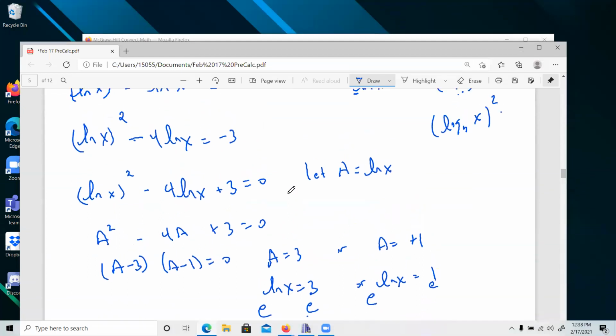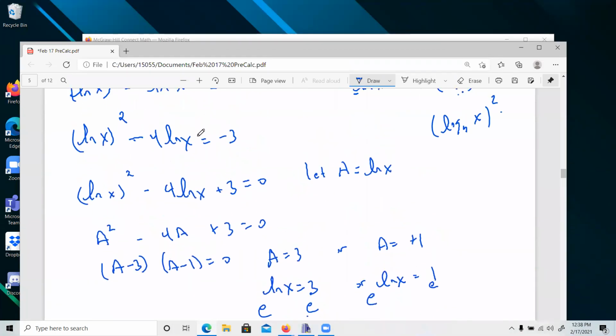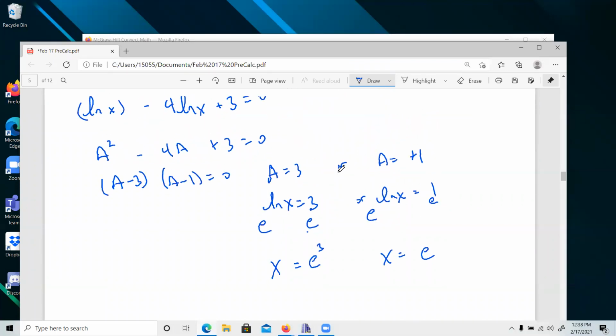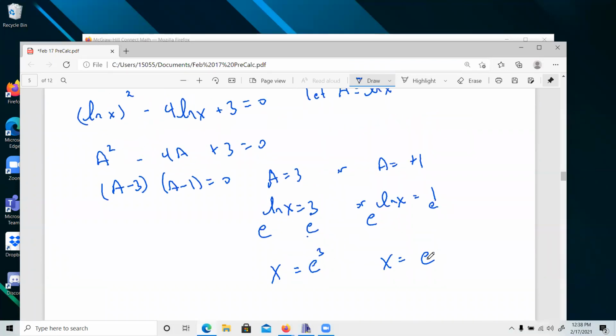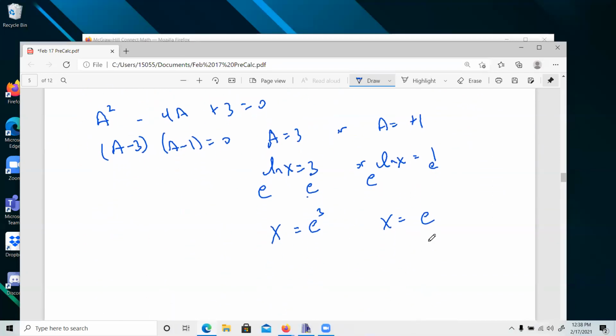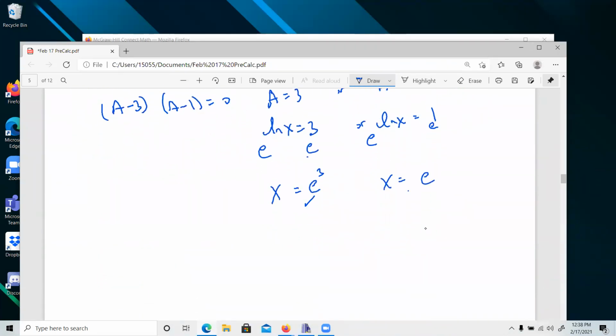Now, we started off with a logarithmic equation. I've got to put these things back in and see whether or not they're going to work. Well, natural log of x, natural log of e, or e cubed, those are both going to be positive because these are both positive numbers. Natural log of x to the 4th here, again, both positive numbers. I'm raising them to the 4th power, both going to be positive. So I'm okay with that. Both of these checked out.